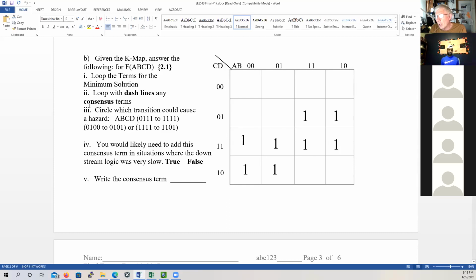So loop with dashed lines any consensus terms, the one down the center. Circle which transition would cause a hazard. Well, transitioning from this term to this term, or from this term to this term, could cause a hazard. And that's where adding this consensus term would prevent that from being a problem. And then you would likely need to add this consensus term in a situation when the downstream logic was very slow, true or false. False. That's correct. It is false.